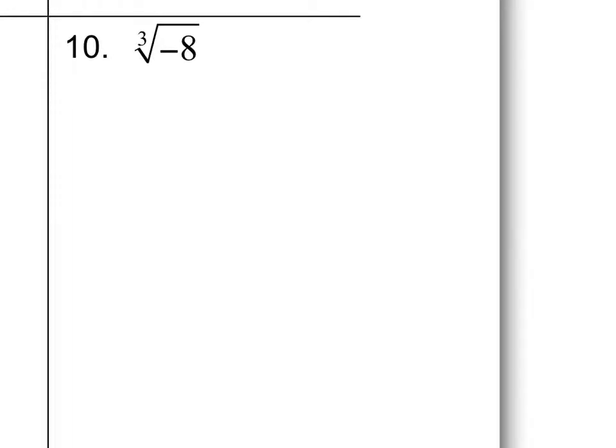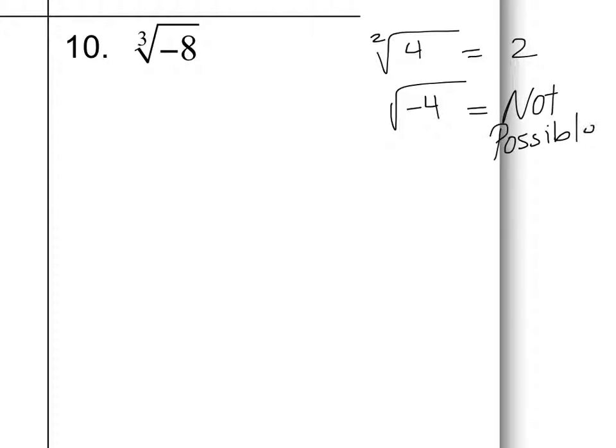Cubic root of -8. Now some of you are asking, can I have a negative under the radical? We've been learning that you cannot have a negative under the radical, yes, if the radical is an even radical. For example, square root of 4 is 2. However, square root of -4 is not possible in the real set, and that's why we learned about i, the complex number. But this is not possible in the real set.